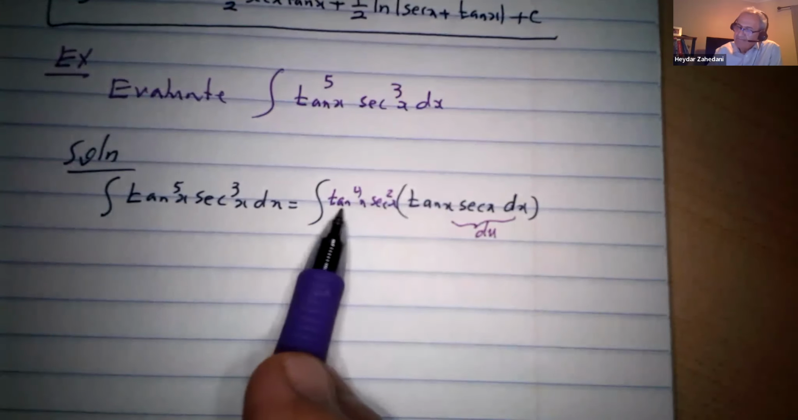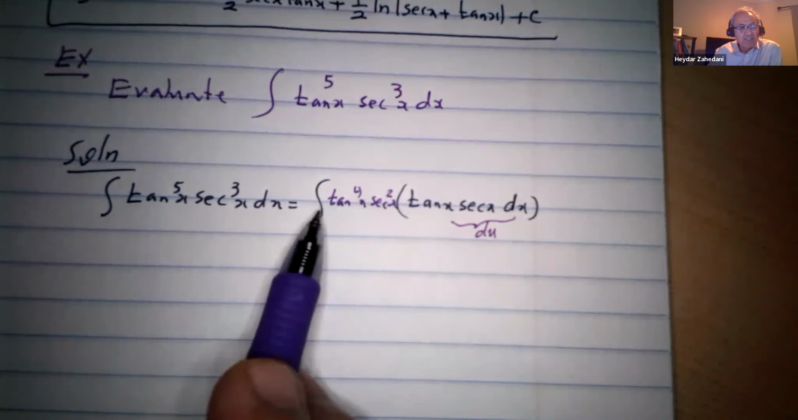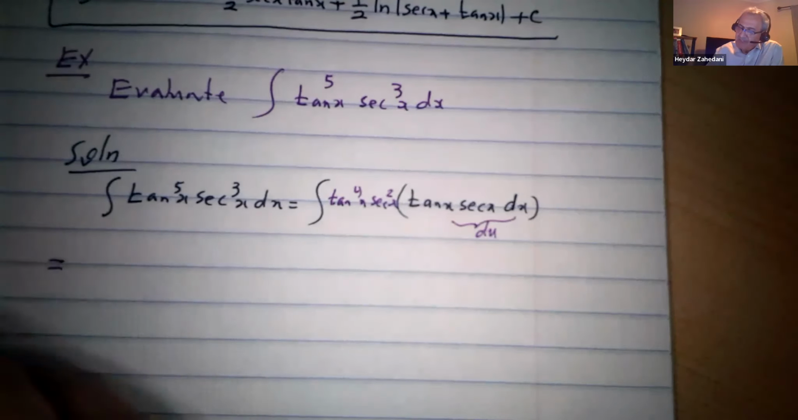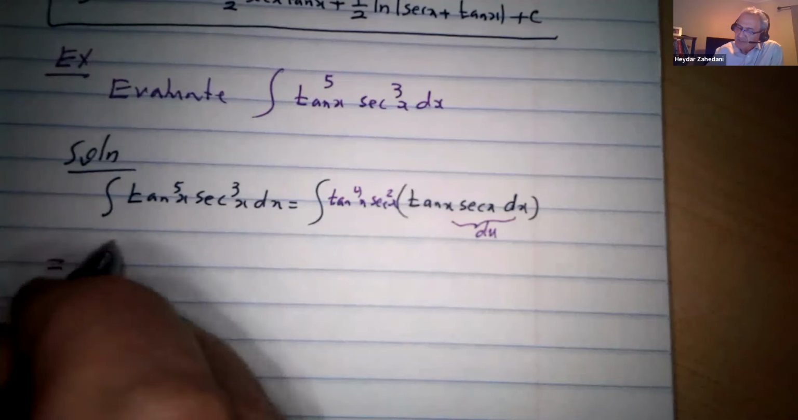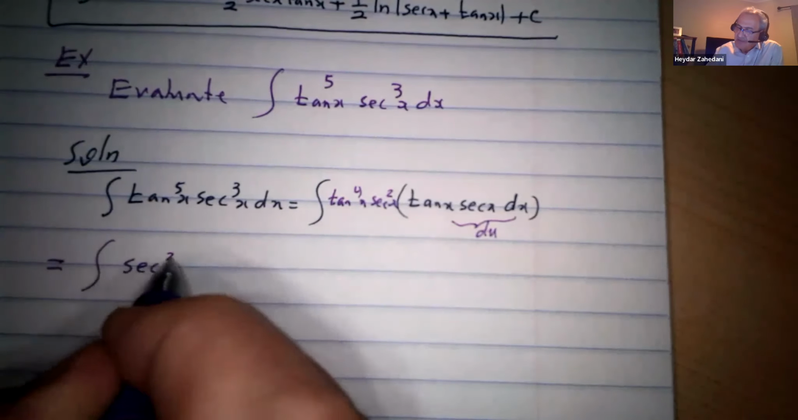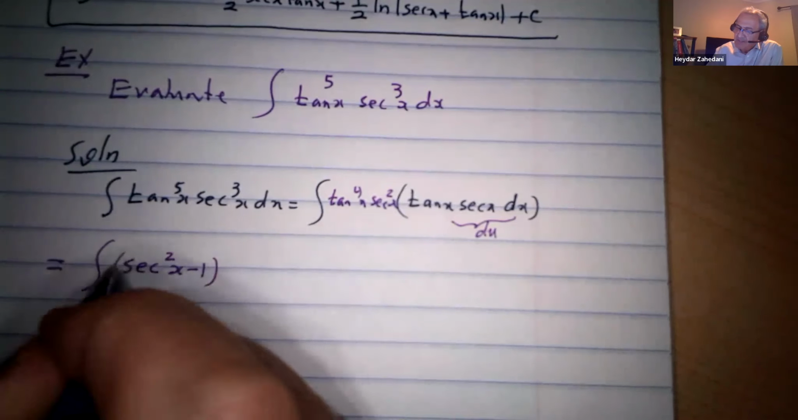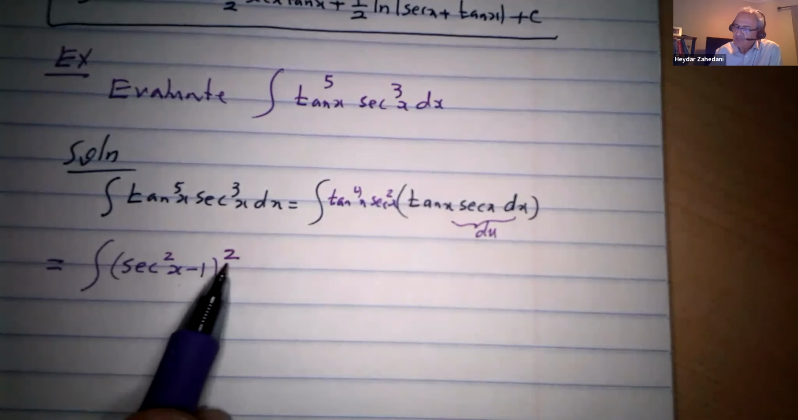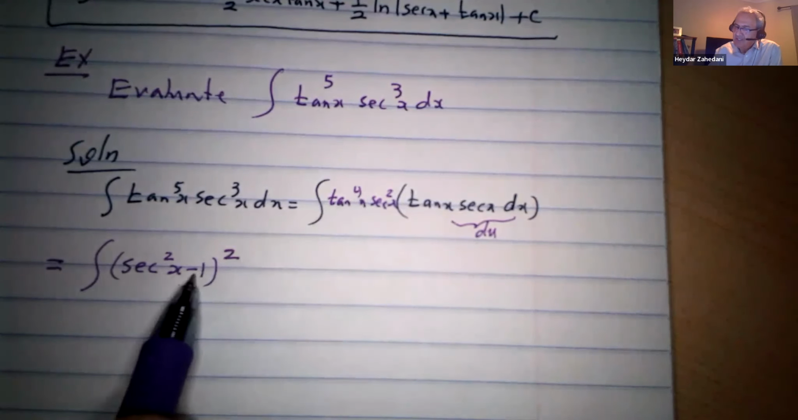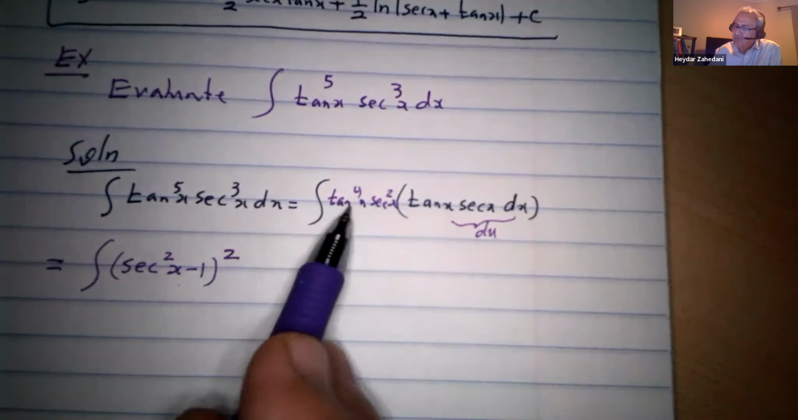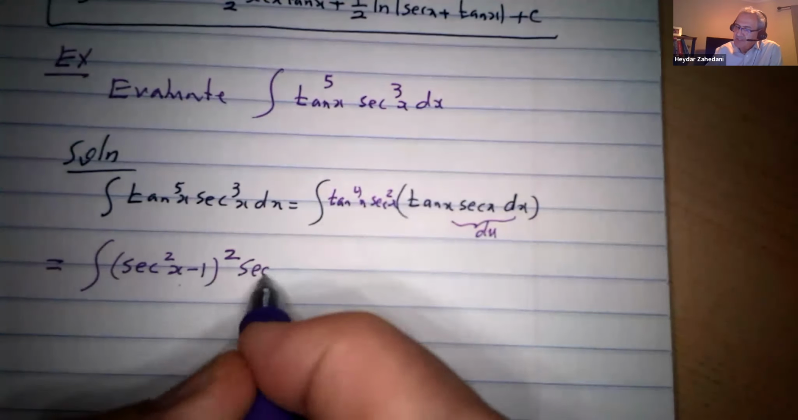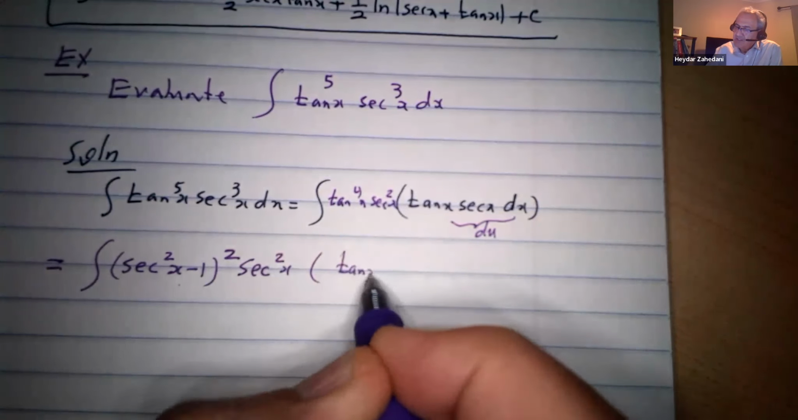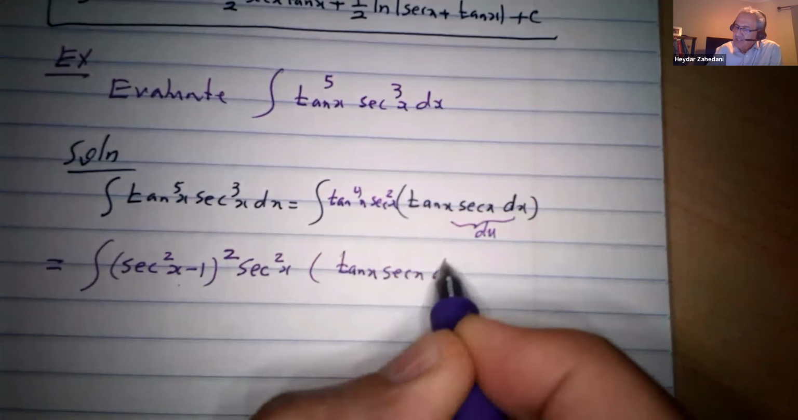So you need secant. Go and change to the secant. You already got the secant squared. Change the tangent. Okay, so this is the way we are going to do it. Remember, tangent squared is secant squared minus 1. So this is going to be secant squared minus 1, squared. And this is secant squared, and that would be secant tangent dx. That's it.